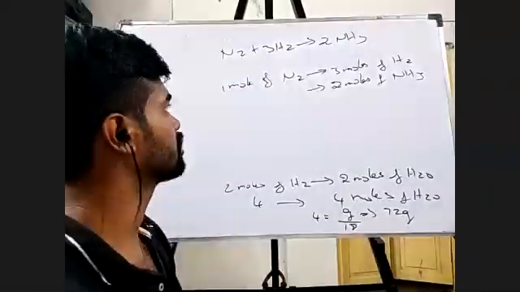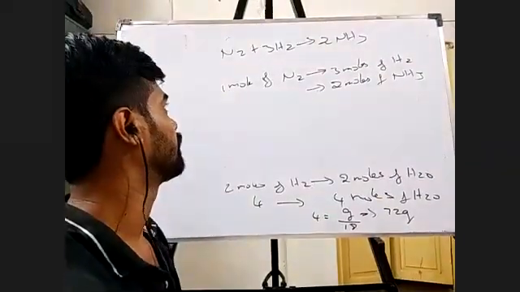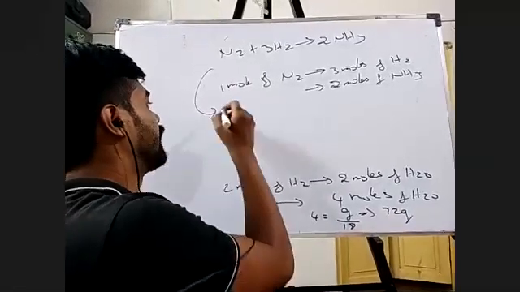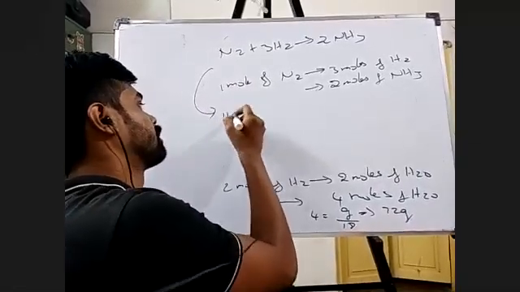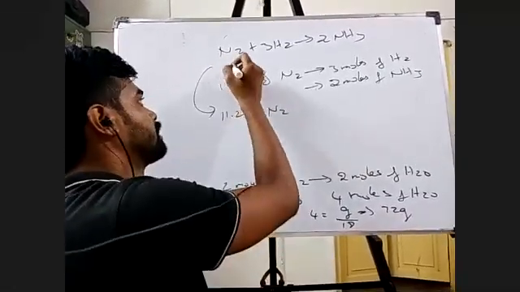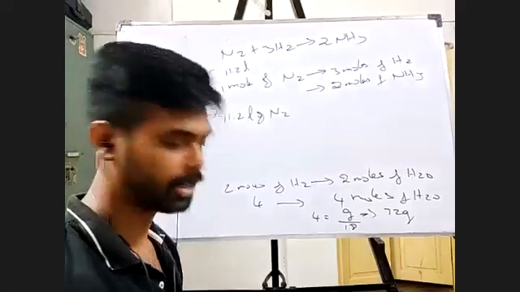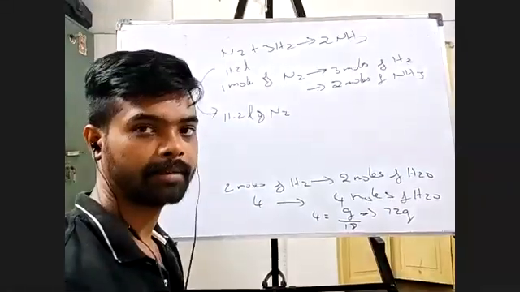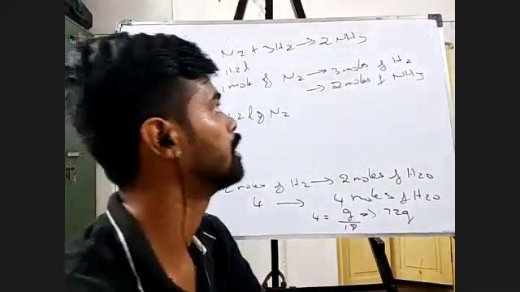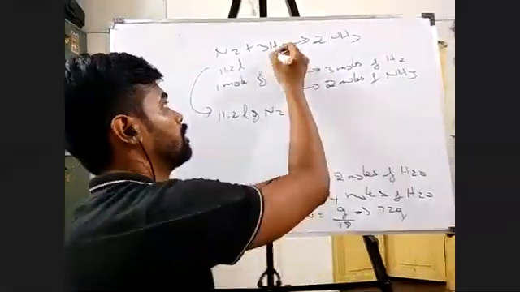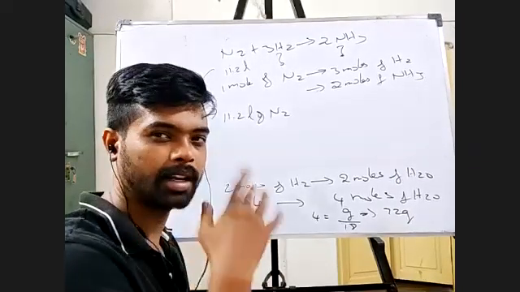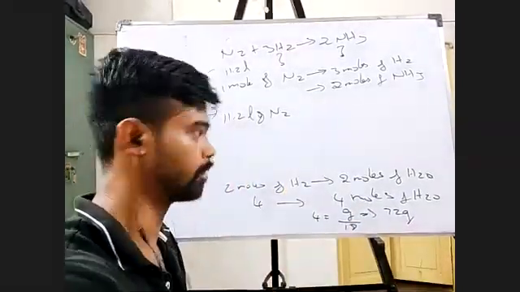Now the information is given to me like this. Say I tell that 11.2 liters of N2 is combining. So 11.2 liters of N2 is given. Now they want to know what is the volume of H2 and what is the volume of NH3 formed. Can you do it just like how we did the last? Okay, fine. This I'll do. Next problem you do.